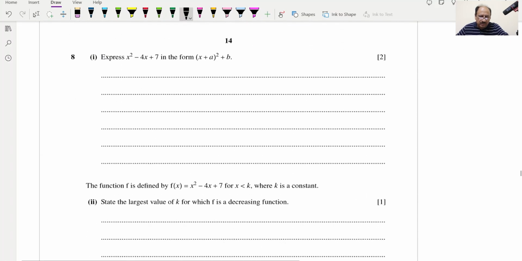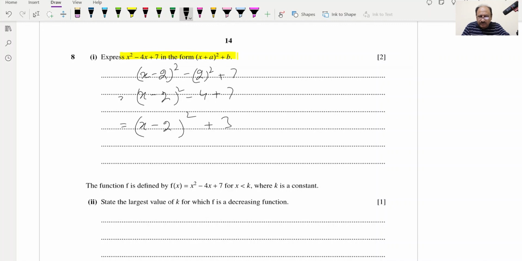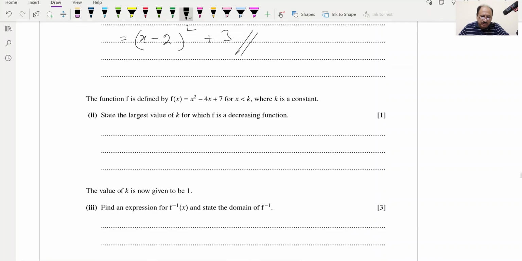Now question number 8, express this in completing square format. So we can write x minus half of 4, which is 2, squared, and minus 2 squared, and plus the tail portion which is 7. So x minus 2 squared, minus 4 plus 7, and we can write this as x minus 2 squared plus 3. This will be the final answer, a 2 marks question. We are done.